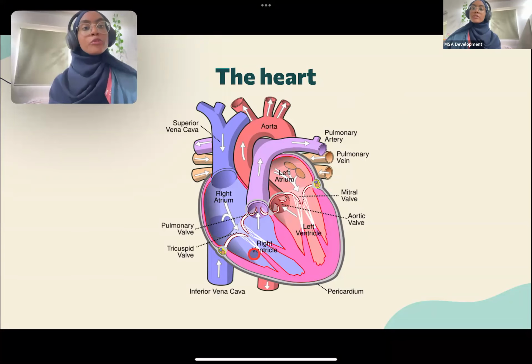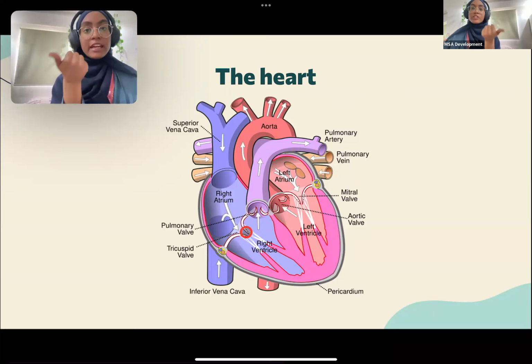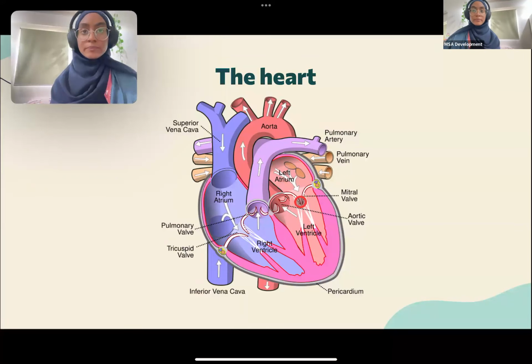Okay. Now notice how we have 4 valves here, right? The valves are divided into 2. Atrioventricular valves are valves between the atria and the ventricles, so tricuspid and mitral. And we have the semilunar valves, which are the pulmonary valves and the aortic valves. Okay?